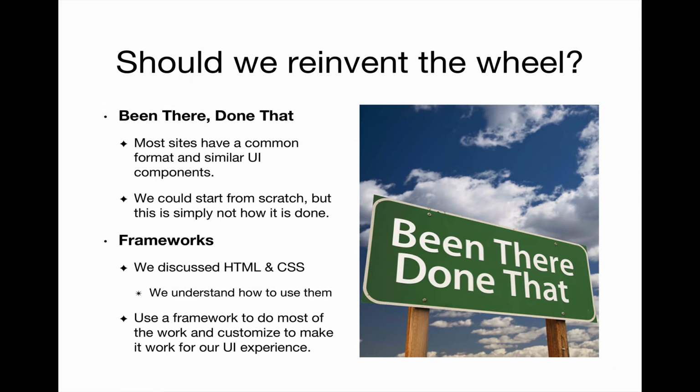Obviously, we don't want to reinvent the wheel, right? Most sites have a common format and similar UI components, right? I just talked about the feed component, a very common component. Lots of applications use it. Nav bars are all over the place. Lots of applications use them. They're really important. We could start from scratch, but in reality, that's not how it's done.